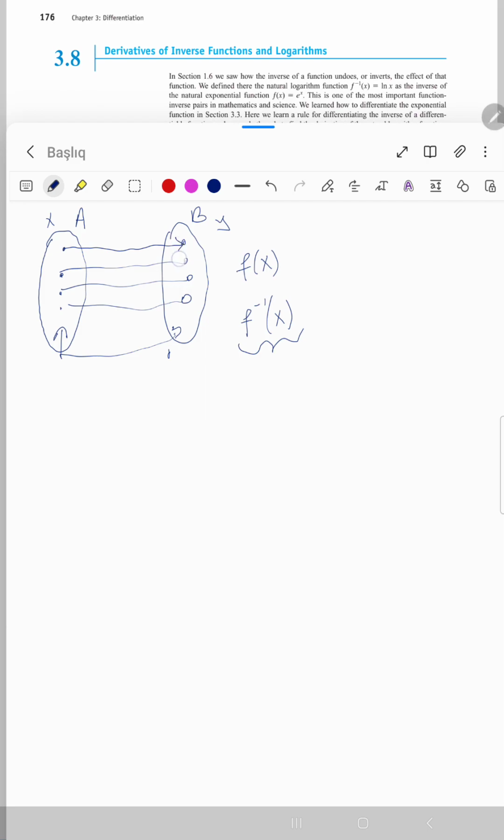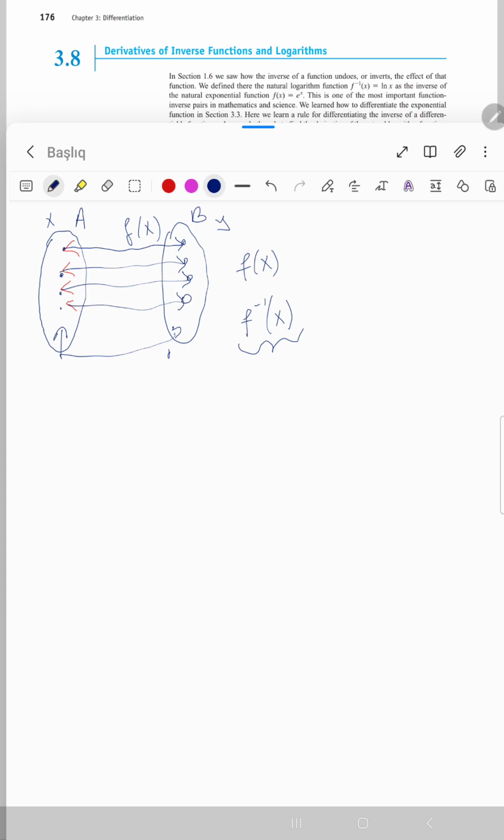So it won't be in the same direction. Let's say this is f(x), but in the inverse of f(x), it will go like this. It will map from B to A. And to find the inverse function, there is an easy way. We have to solve for x in the function and then change roles, putting y instead of x and x instead of y.